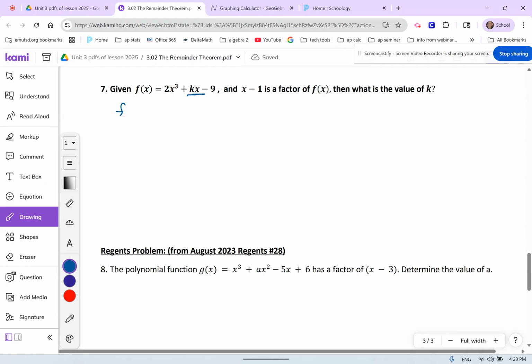What the factor theorem says is if I take the factor or the divisor and I set it equal to 0 and I solve, and then I substitute into the original function, that remainder will be 0 since I'm told that x minus 1 is a factor. So what can I now do? I'm going to take 1 and substitute it wherever I see x.